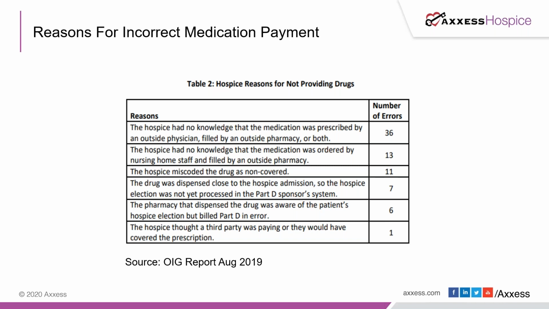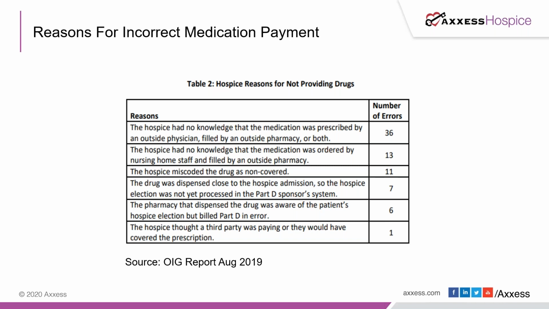No matter how many stickers we put on nursing home charts back in the old days, or books we have out there, or as much reminder that this patient is on hospice, somehow we come in for our next visit and there's all these things that were ordered that we had no knowledge of. The hospice miscoded the drug as non-covered, completely reasonable. People make mistakes. That does happen. The drug was dispensed close to the hospice admission, so the NOE wasn't even processed. Absolutely can happen, for the first couple days or even the day of admission.